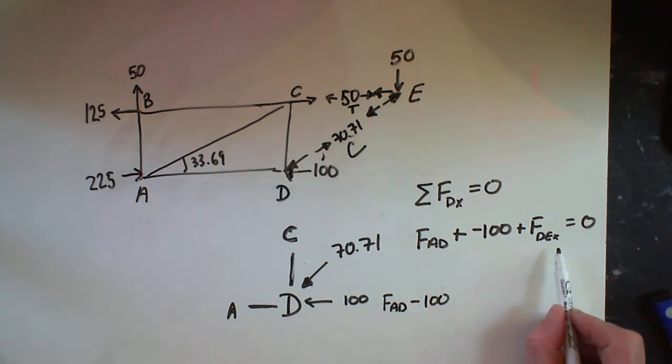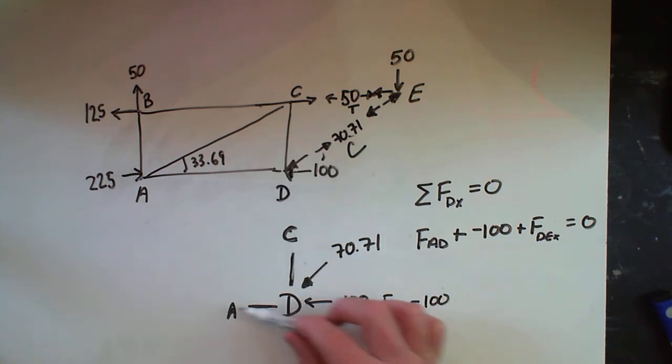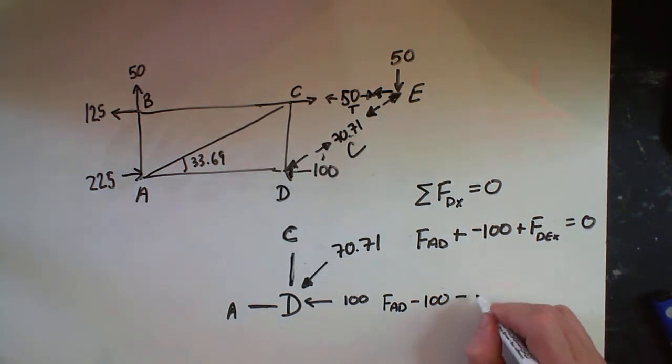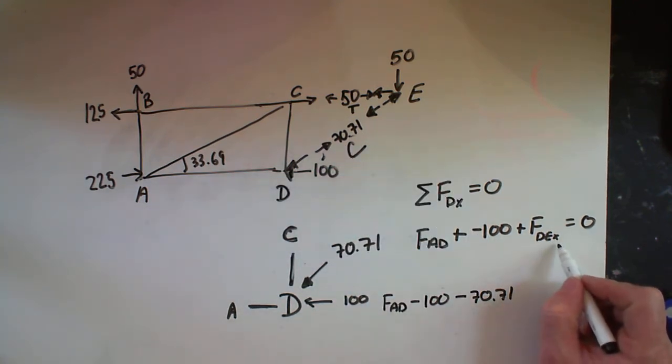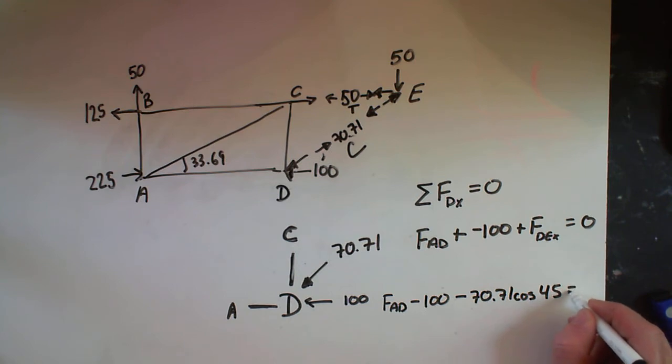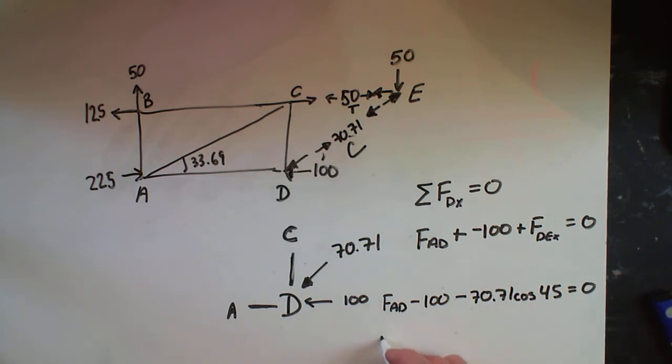Now, DE with respect to X, since this arrow is going to the left, that makes it negative. It doesn't matter that it's coming down. It is F of DE, which we know is 70.71, and since we're working with X, that's going to be cosine 45. And all of that equals 0. So F of AD, adding 100 and adding 70.71 cosine 45 to both sides, I plug that in my calculator, and we get positive 150.